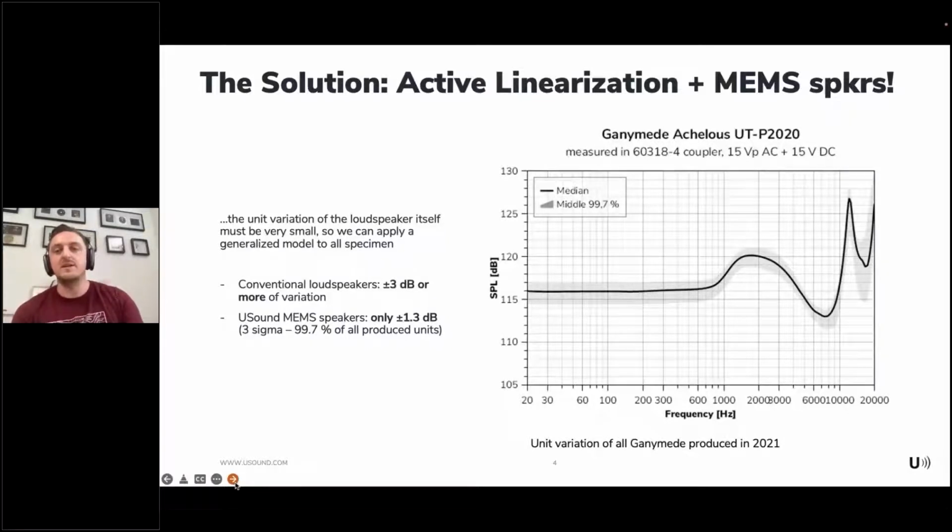The reason for that being that, of course, we use semiconductor technology to manufacture the MEMS motor, and semiconductor technology, as you know, is very precise, much more precise than fine mechanics, such as gluing diaphragms, winding coils and attaching them to diaphragms. Those are all process steps that introduce some deviation or variation, but this is of course not an issue with MEMS-based speakers. So plus minus 1.3 decibel, we think is quite a competitive value. This is what enables us to use active linearization with a generic model that is trained just on the model of the speaker, but doesn't have to be trained on the specific specimen of the speaker.